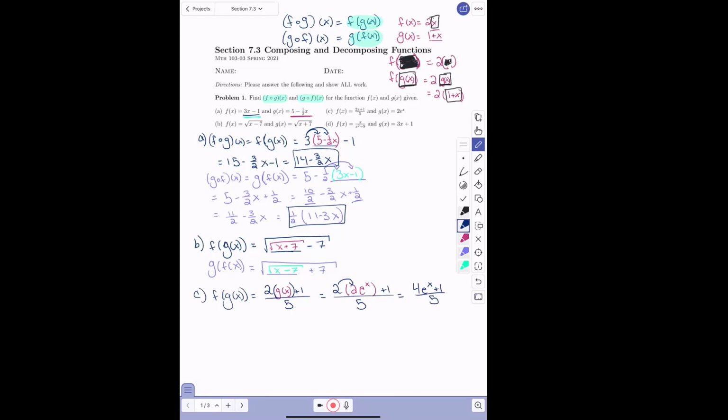Any questions there? Okay, moving on then. For g of f of x, we have that g of f of x is 2 times e to the power of f of x, which we could write as 2 times e. We plug in that f of x in that exponent. So e is raised to the power of 2x plus 1 divided by 5. Any questions there?